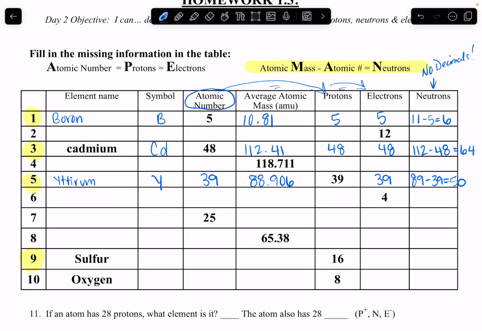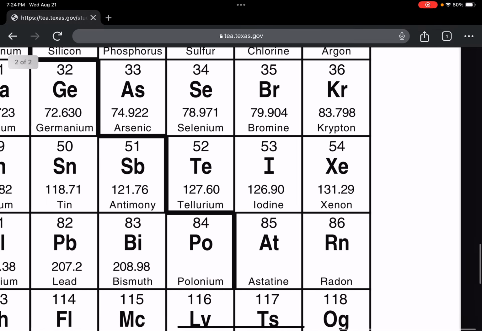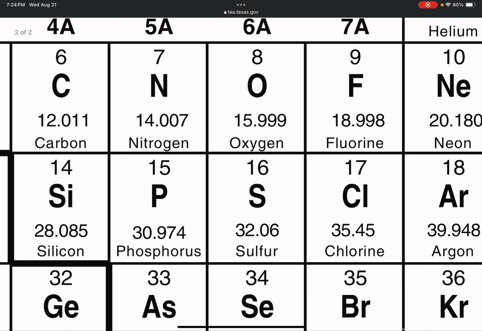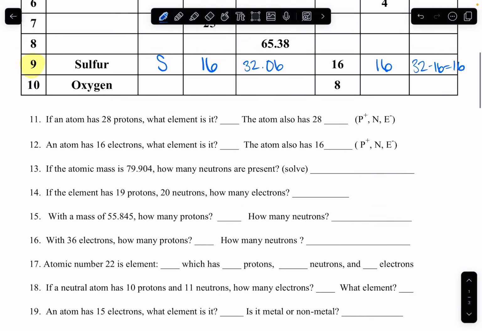Okay, and the last one I'm going to do is sulfur. Sulfur has a symbol of S. I'm given the number of protons, which is 16, so that's my electrons, and that's also my atomic number. Let's go find its mass, though. Let's go find sulfur. There it is. So my mass is going to be 32.06. Okay, to find the number of neutrons, I take my mass, 32 minus 16. 32 minus 16 is 16. Boom, that's how many neutrons I have. So remember, on your neutrons, you cannot have decimals, so you must round your mass. Round the mass.